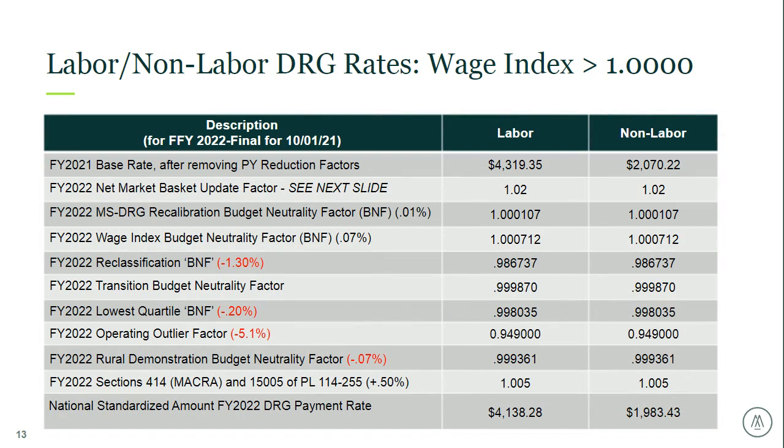In this slide, what we're doing here is we're illustrating all of the legislative adjustments, all the pluses and the minuses that are applied to the development of the national standardized base rates in fiscal year 2022. Typically, but not always, changes made by CMS to the base rates are applied in a budget-neutral manner. So this means when one hospital qualifies for a favorable adjustment through the budget neutrality adjustments, all hospitals absorb this difference in reduced base rates.